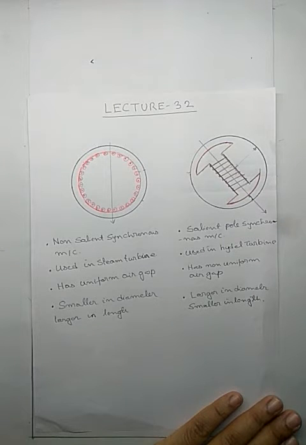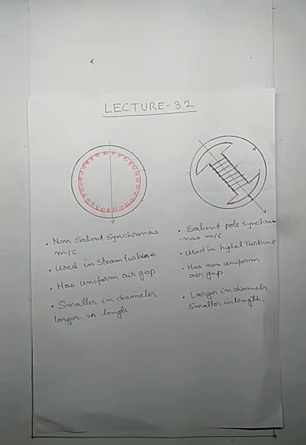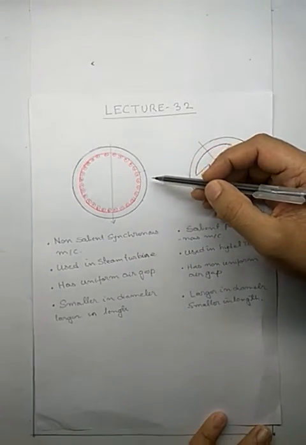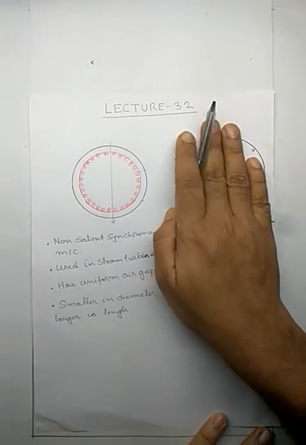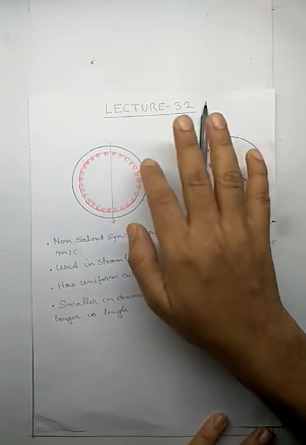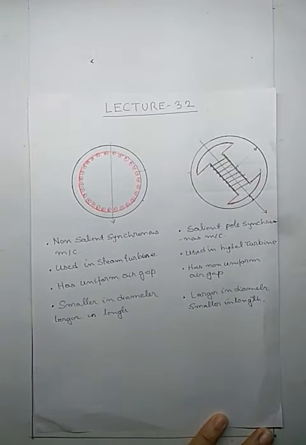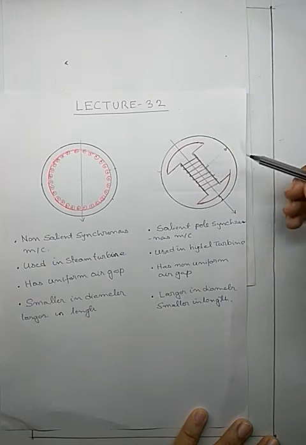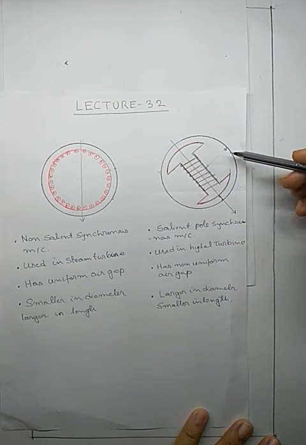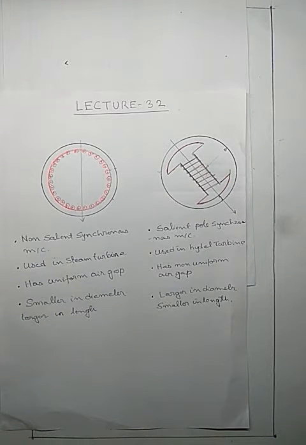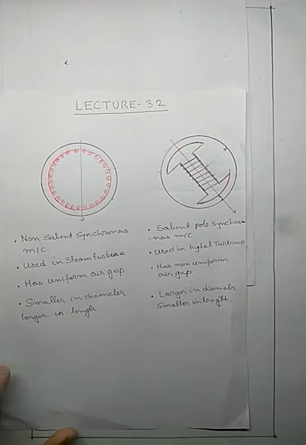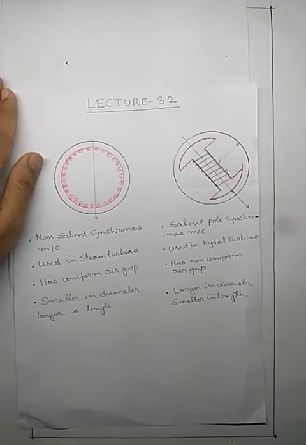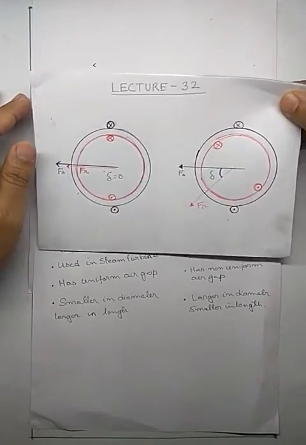In this class, one more thing we said, that whatever analysis we have done till now is for the non-salient pole synchronous machine. Whatever we have learned till now is for this type of machine, assuming that the air gap is uniform. Now we will take around 3-4 classes to understand this class of machine, that is known as the salient pole synchronous machine. Before we go into that, let's revisit something about non-salient poles once again.